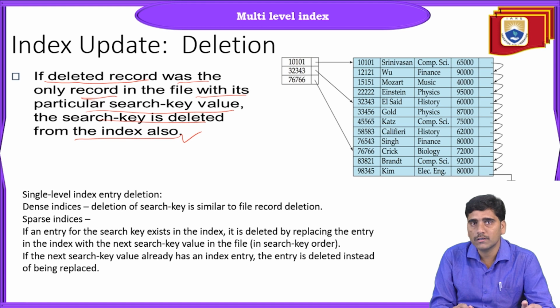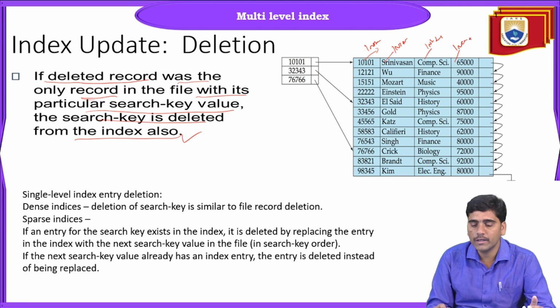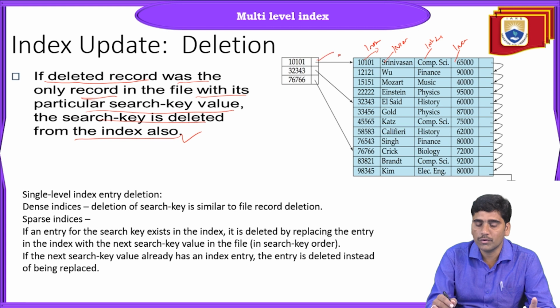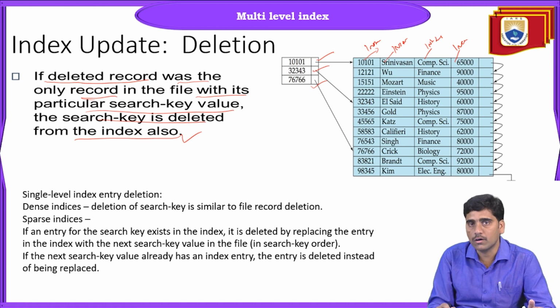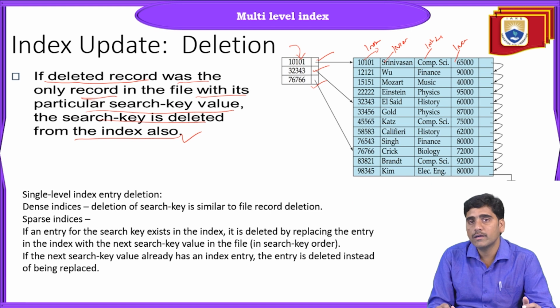So what we are saying here is, suppose a lot of values are there, like 10101 as an instructor ID, then the instructor name, the instructor subject or course, and the instructor salary. Suppose I want to delete the records 10101, 32343 and 76766. If I want to delete these three records with the help of the search key value as instructor IDs, then based on these instructor IDs only we can delete those records.